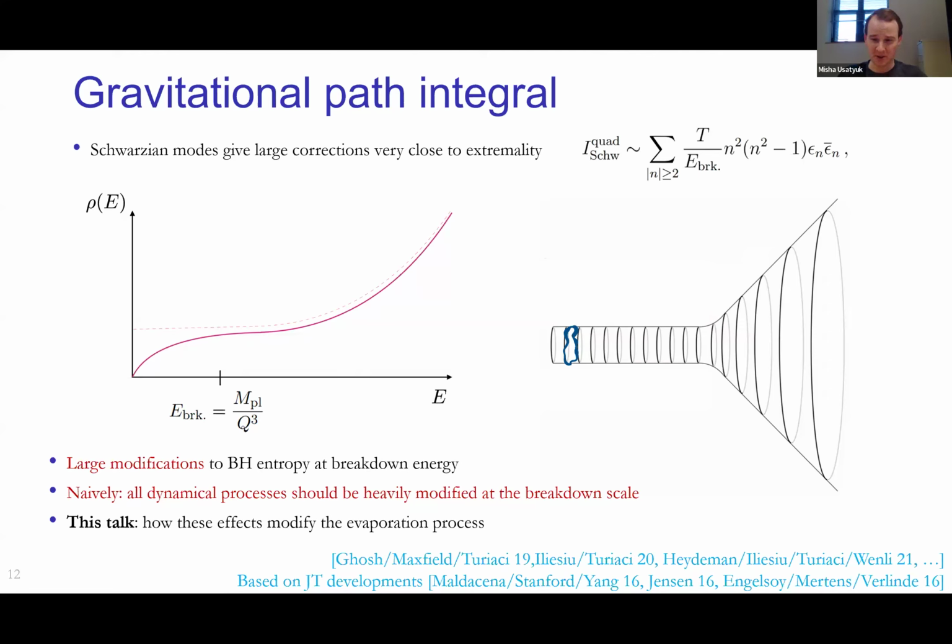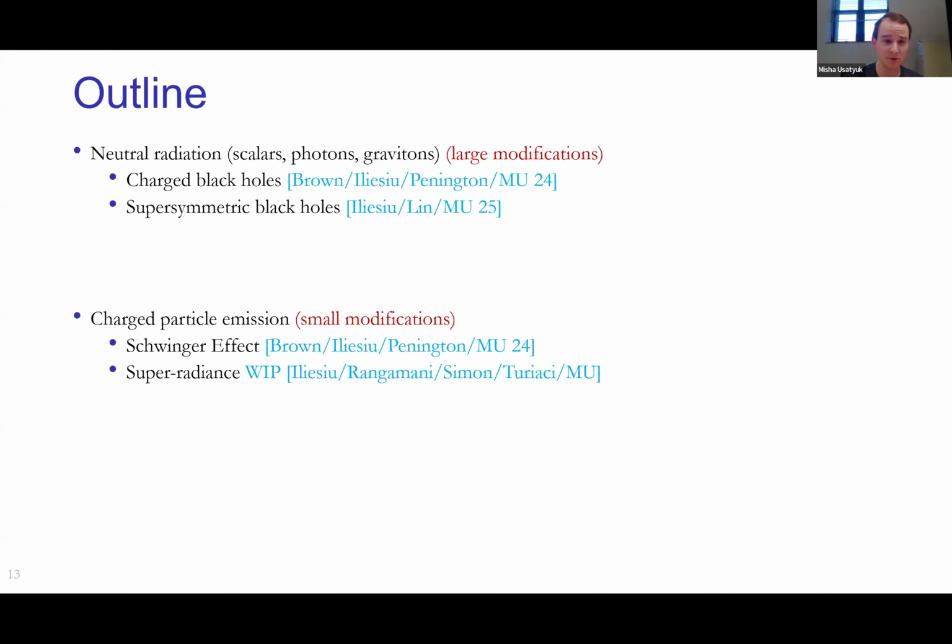Because the entropy is heavily modified, we would expect that all dynamical processes of the black hole would be heavily modified through these effects. So let's get started. This next part of the talk is going to be split into two pieces. One is neutral radiation. The summary is that you get large modifications from these effects. Then we're going to discuss the production of charged particles. There, the claim is we get small modifications due to these effects. There's a nice intuitive understanding why in the first case you get large modifications and in the second case you get small modifications. I'll explain that a little bit later.